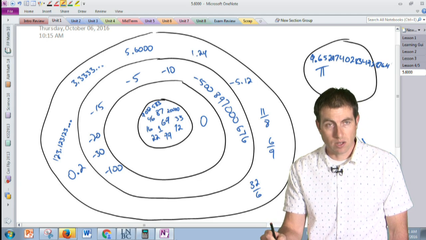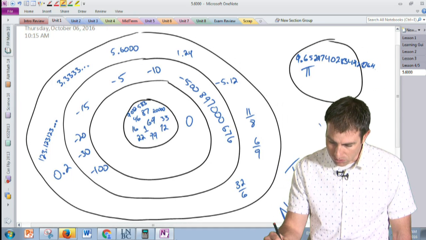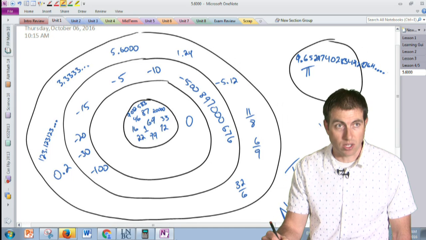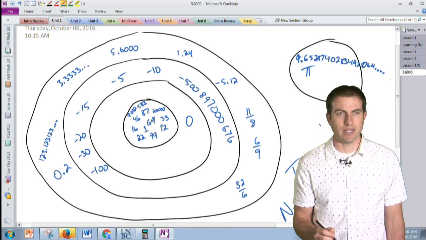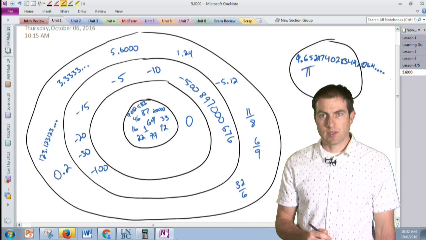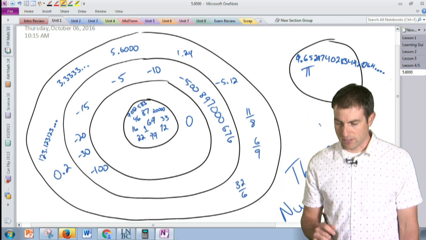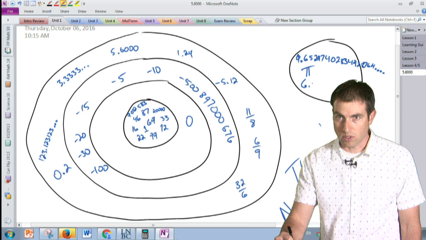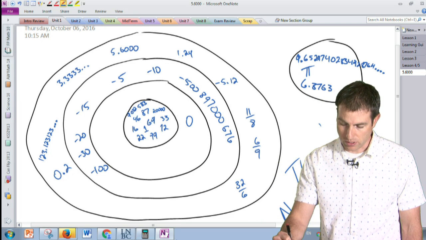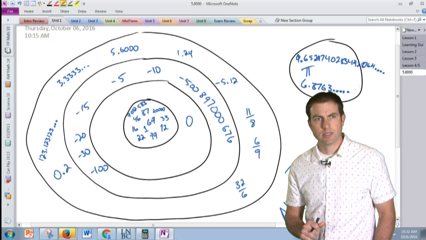9.652974028349287664. And Eric, because I think I know what you're getting at here, I'm just going to put some dots next to it because you didn't want that to terminate, did you? You wanted it to go on forever. All right, so that's there. Fair enough. Jesse, you've done the same thing. So let's just go 6.8763, and that kind of just goes on forever. I like it.